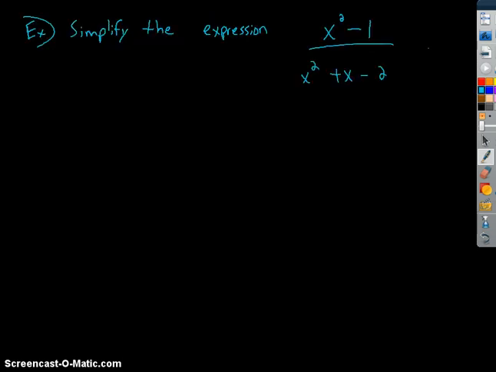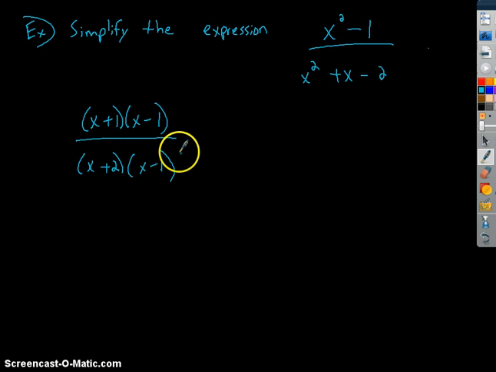Okay, so we got a new example. Simplify the expression x squared subtract 1 over x squared plus x subtract 2. We want to simplify this. You want to factor the numerator, factor the denominator, and also see if we have any factors in common that we can cancel out. So in the numerator for this problem, you should recognize that factors to be x plus 1 times x subtract 1. The denominator also factors to be x plus 2 times x subtract 1. So if you actually factor each of those, you should come up with these factors.